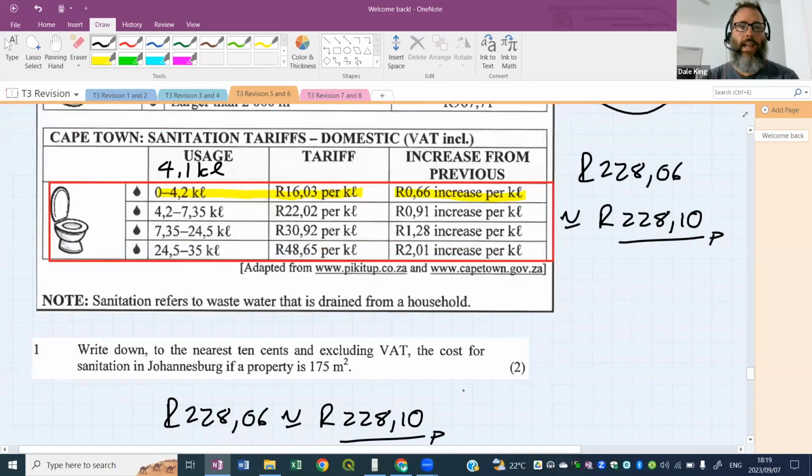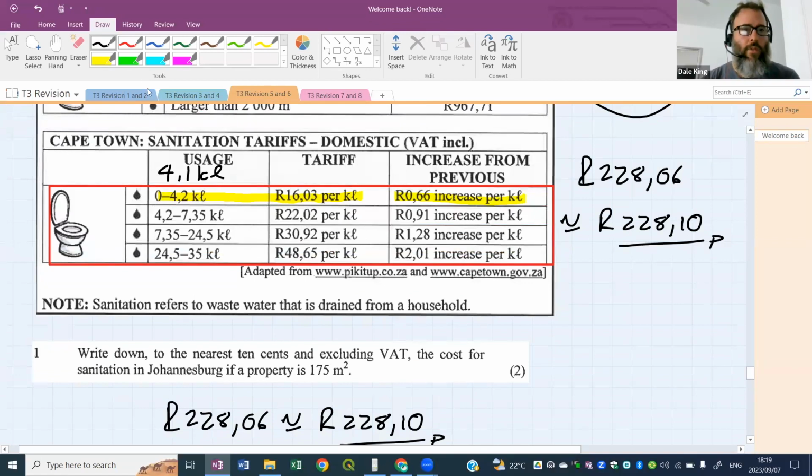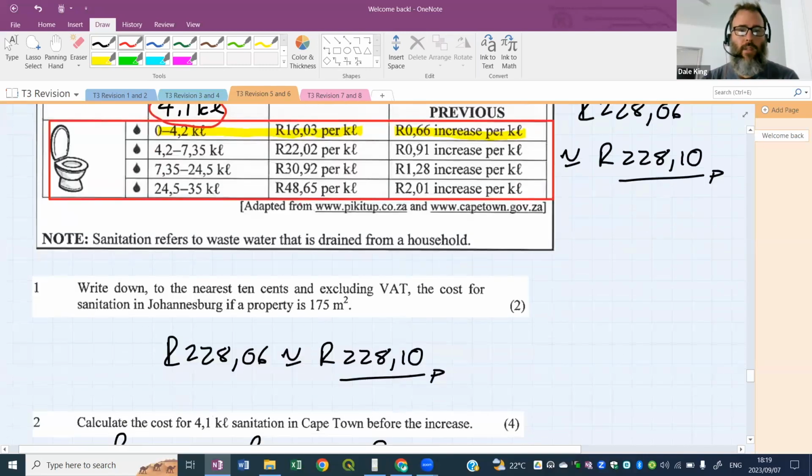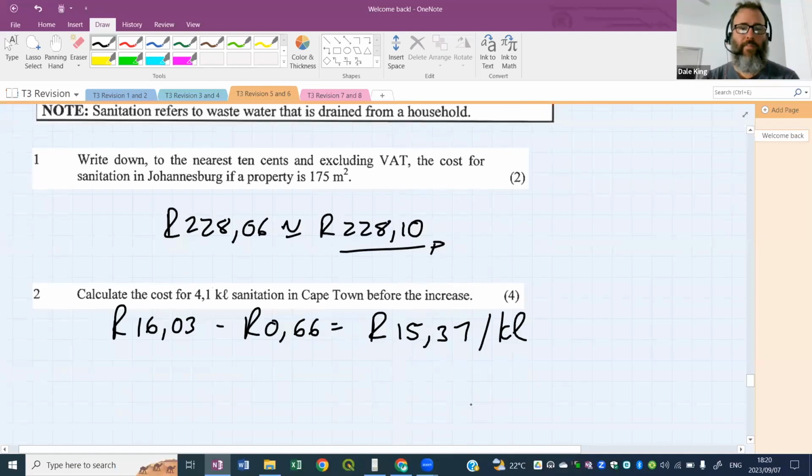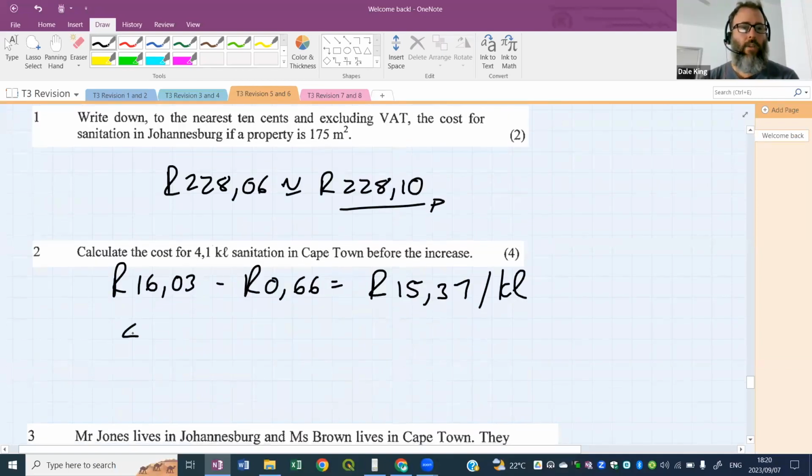All right. Now, like you said, we've got 4.1 kiloliters. There it is. I've written it there at the top. We're working in the first bracket. So every kiloliter in this bracket gets charged at, oh, the one we're working with is 15 rand 37 per kiloliter. And like you said, we must multiply them. Yes. So 4.1 kiloliters, and the price we are using is the previous price of 15 rand 37.